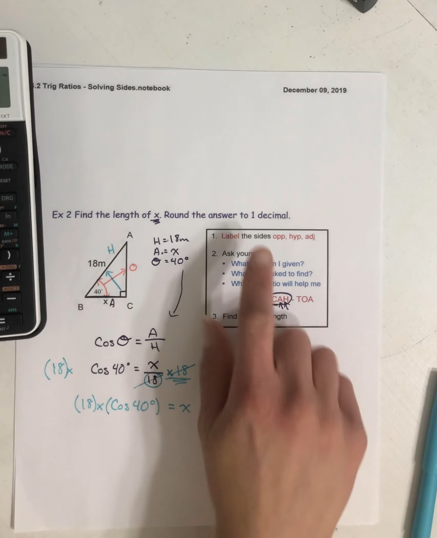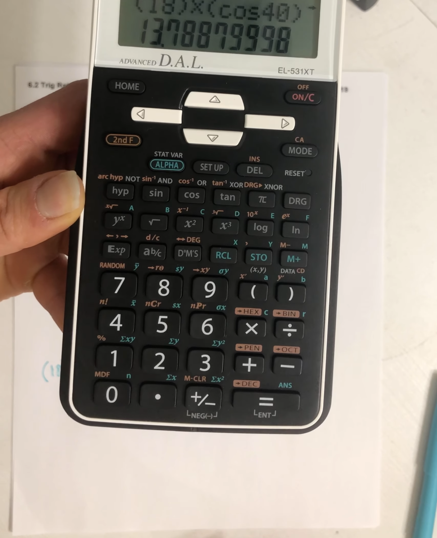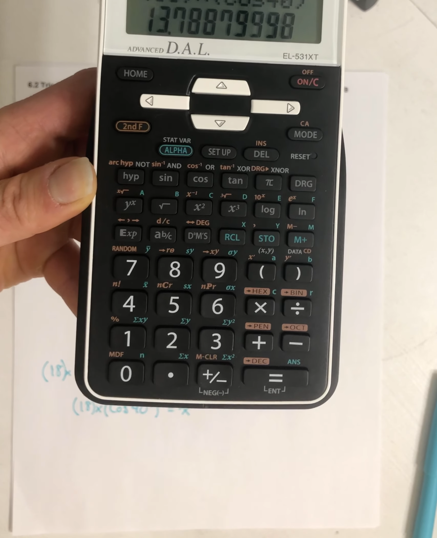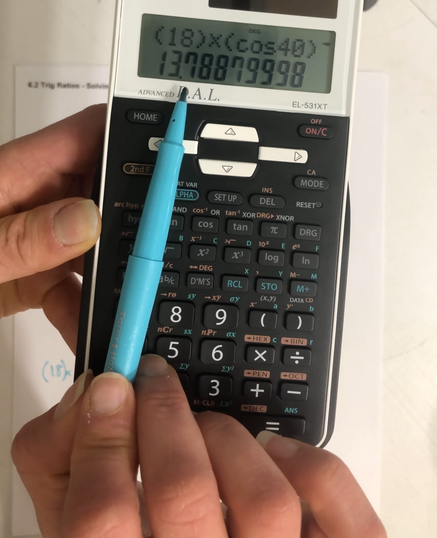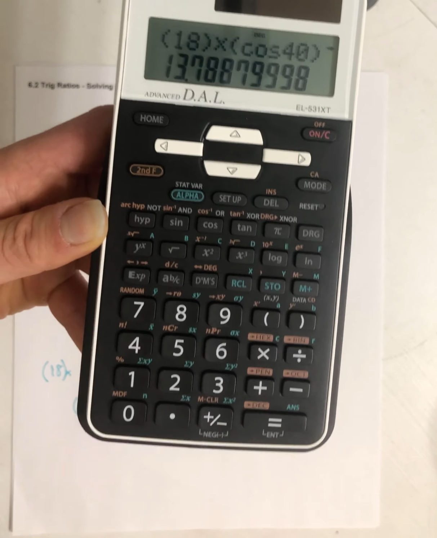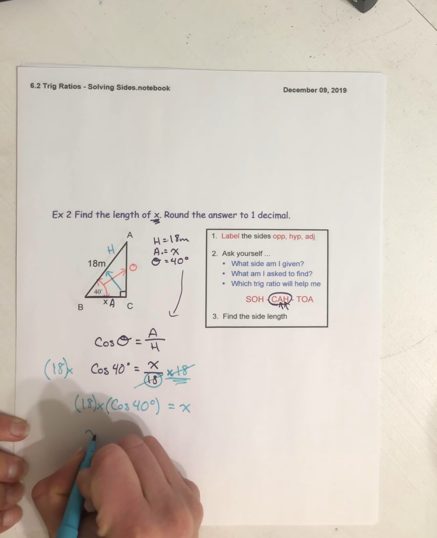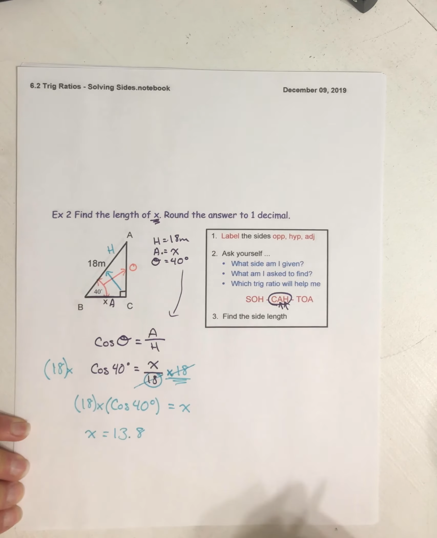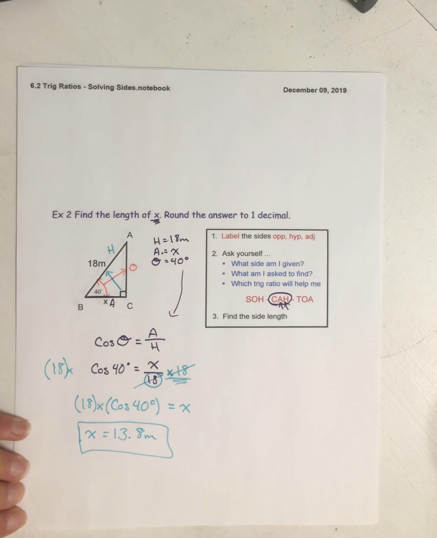It wants me to round to 1 decimal spot. So right now my answer is 13.7887 and it continues. So I'm going to round to a single decimal spot. I would look over and say, okay, there's an 8 beside it, so I'm going to round this 7 up. So my number would be x is equal to 13.8. And I would put meters afterwards. And then I would box it.